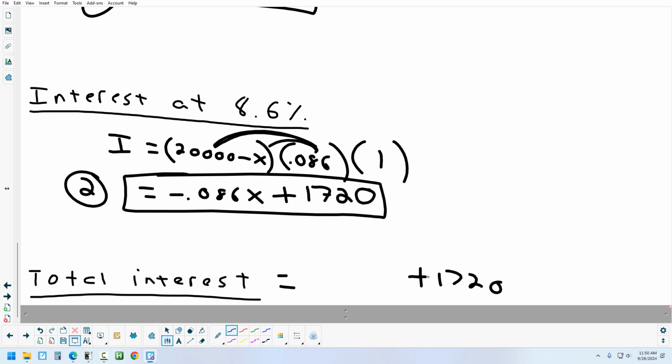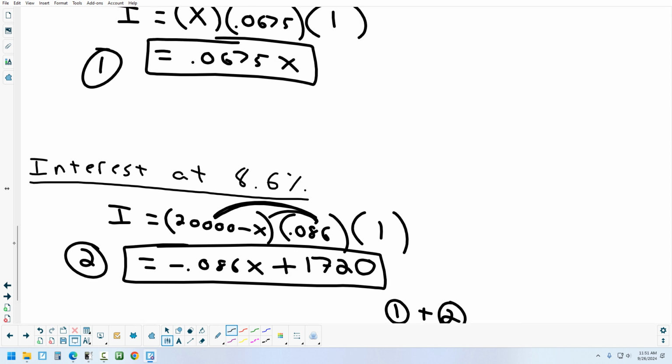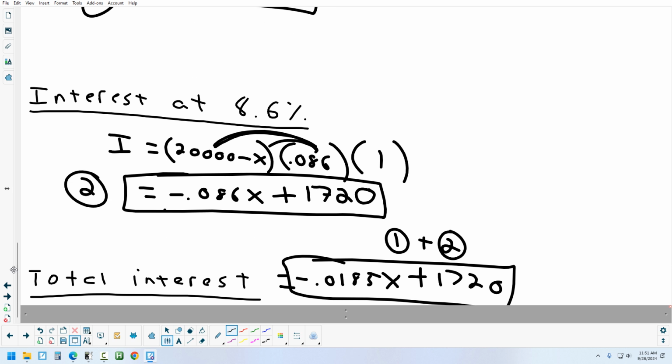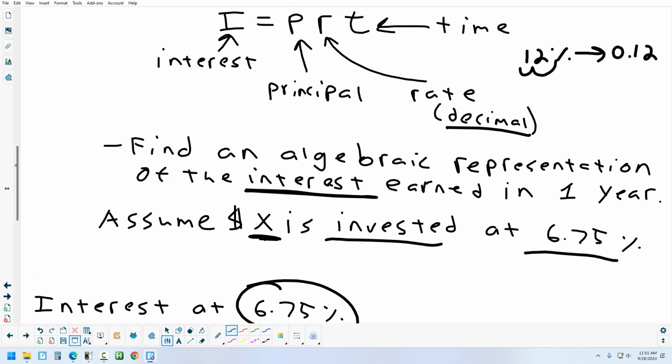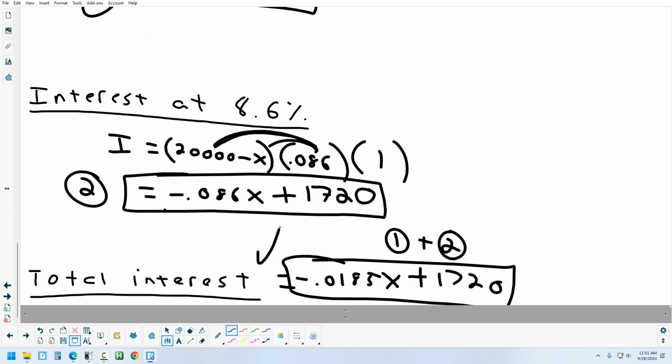It's negative 0.0185. Okay, so that is box 1 plus box 2. Now, they're going to ask us to do something with that equation in a second, but for now, that's all they want. Find an algebraic representation for the interest earned in 1 year. Any question on getting that? That's the hardest part of the whole problem.